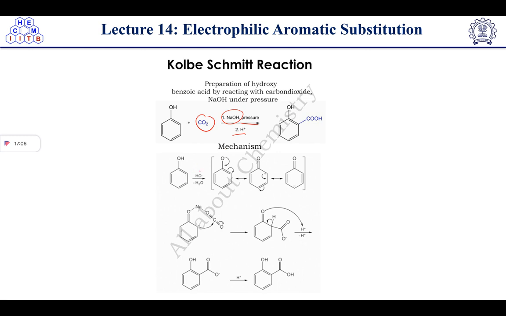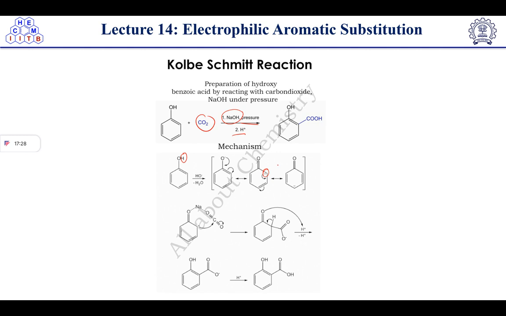First of all, base will abstract the proton from here. It will form an oxyanion, and the oxyanion is in resonance with these three structures, right? So the negative charge is stabilized all over the ring because of conjugation. After this structure, what's the next? Negative charge is also stabilized on this position also, right? This is the resonance structure.